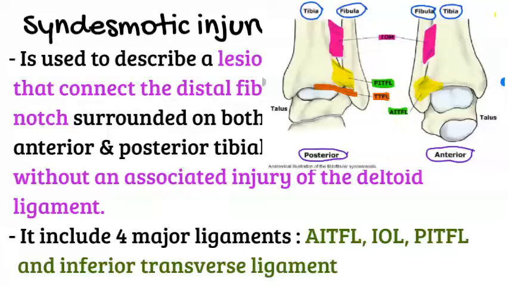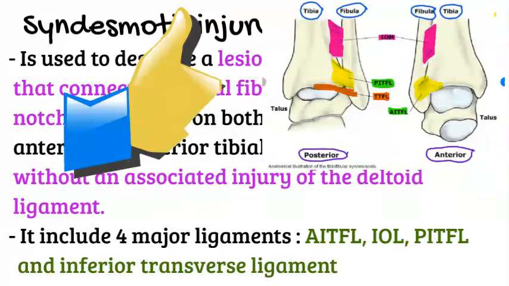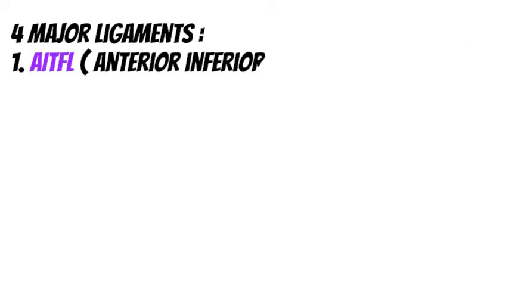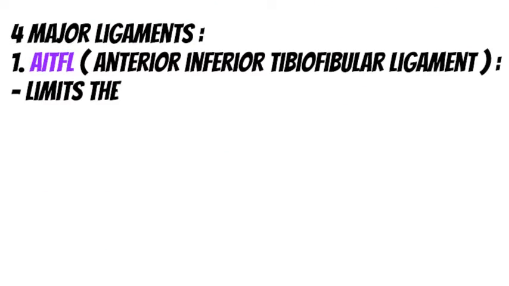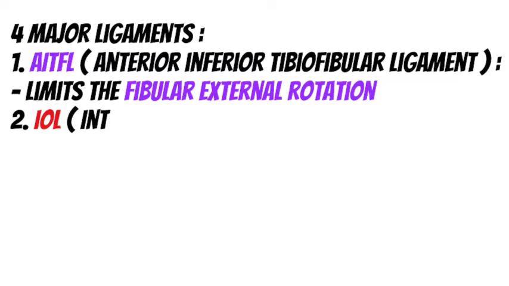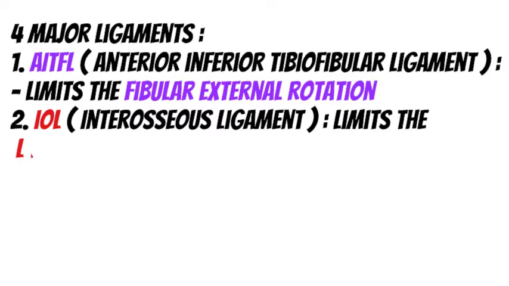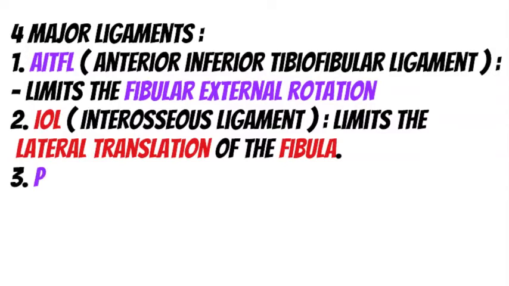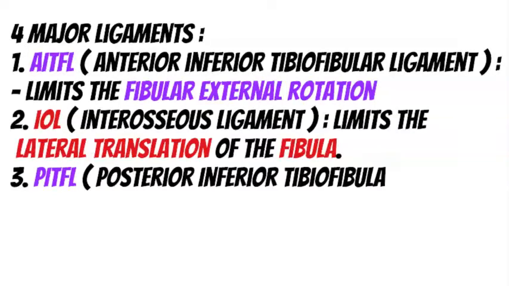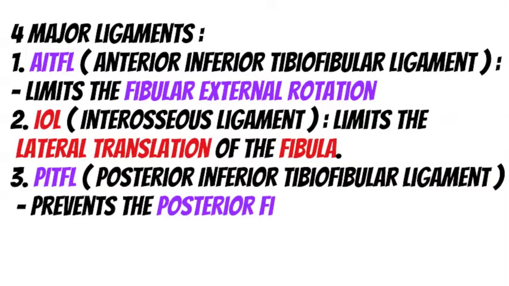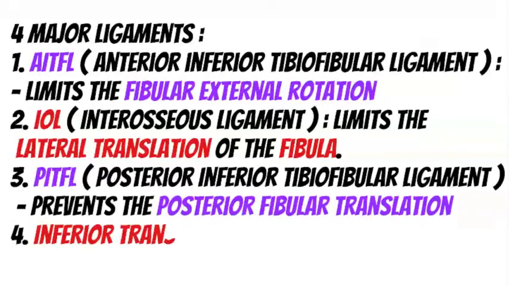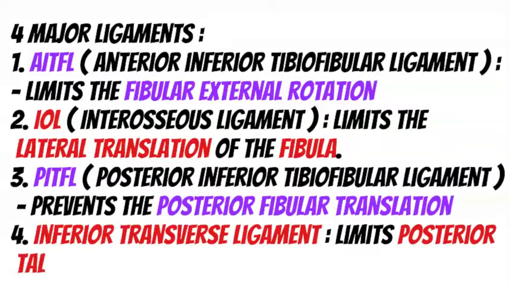This illustration depicts the anatomy of the syndesmotic ankle joint. The four major ligaments: 1. AITFL, anterior inferior tibial fibular ligament, the function is to limit the fibula external rotation. Number 2, IOL, interosseous ligament or interosseous membrane. The function is to limit the lateral translation of the fibula.